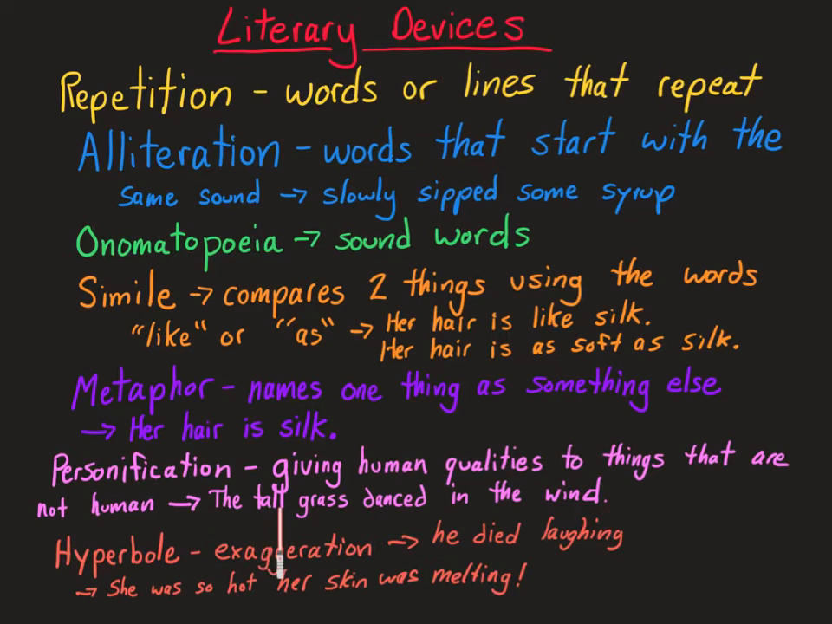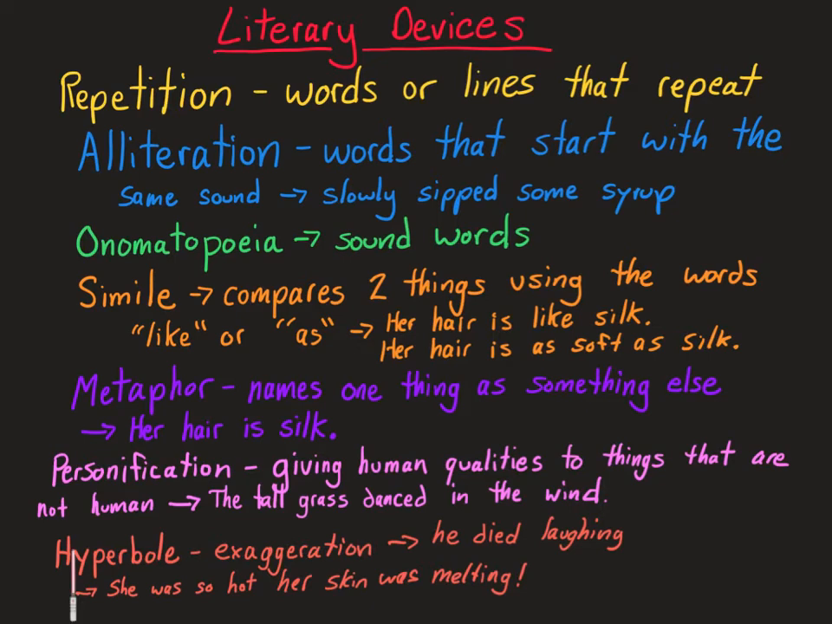Here's an example. The tall grass danced in the wind. Now, dancing is something that humans do. So in this sentence, I'm giving a human quality to something that's not human. I could also say the bird sang. Singing is human.